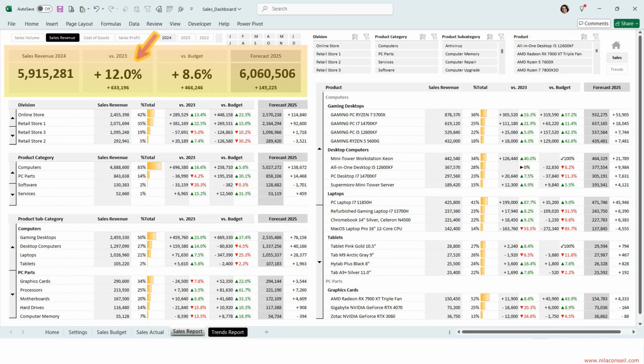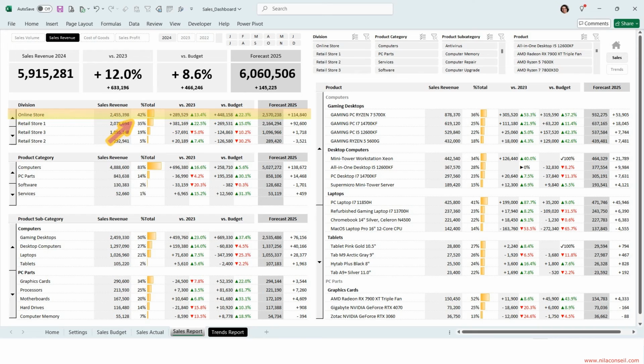Actual sales revenue increased by 12% compared to past year. They exceed budget by 8.6%. Company earned $466,000 more than planned. 2025 sales revenue will increase by $145,000.